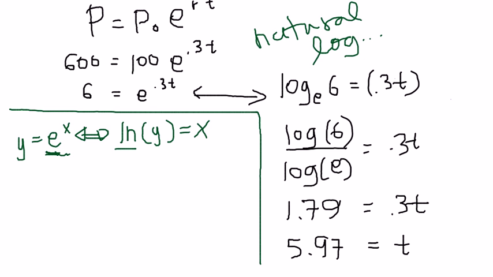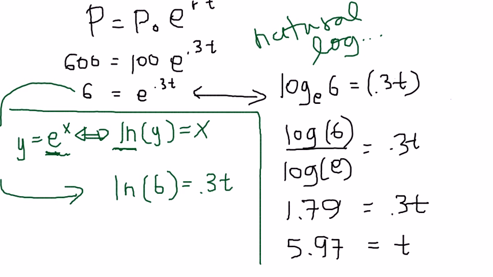Now notice, I didn't even have to write my base for natural log, because natural log is just assumed to be ln. So to finish off this problem, we get ln of 6 equals 0.3t. But hey, when you plug this into your calculator, what do you get? We also get 1.79. And check this out. Isn't that the same thing that we got over here as well?